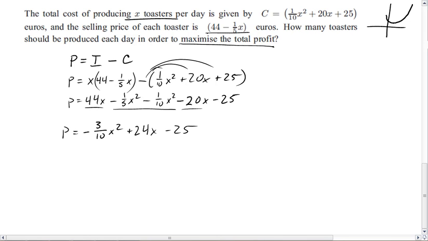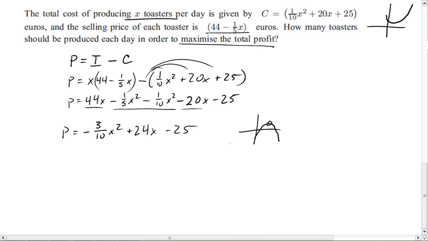Okay, so there we go. Now this one is a negative quadratic with a negative intercept of 25, which means it's probably going to look something like this. That means if you only make a couple, you're going to be losing money. Somewhere in the middle, you're going to be making money, and then if you make too many, you're going to make a lot less because they're going to be selling for less and costing you more. So there's our profit equation. Now we need to maximize it.